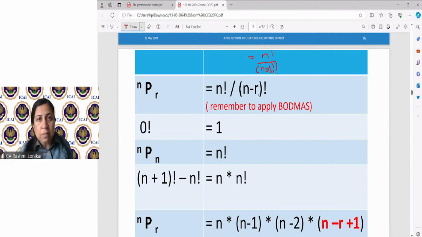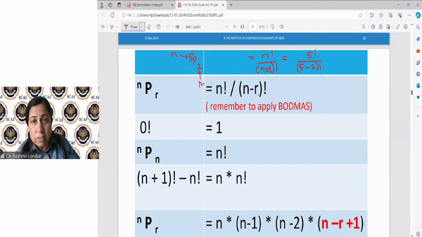So many times it happens that we take the r with the factorial sign into the denominator. So you should be very careful. You don't do that. You follow the BODMAS. And as a principle, you should always solve the bracket first. Suppose I have 5P2. So what will I write? The number on the top is my n and this number is my r. So 5 factorial divided by (5 minus 2) factorial.